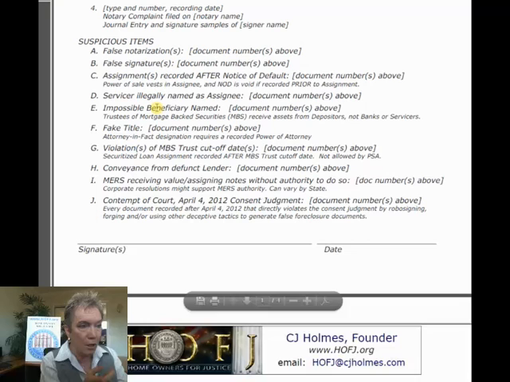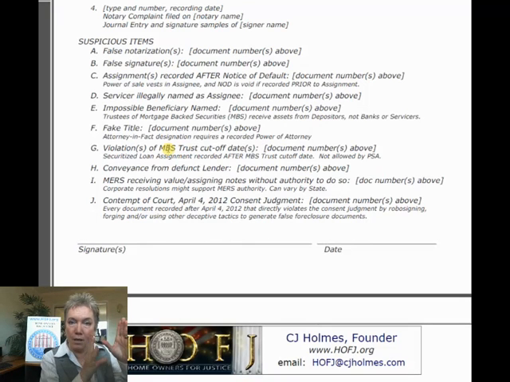Impossible beneficiary, we're going to talk about that. For example, if a bank has assigned the beneficial interest into the trustee of the mortgage-backed securities, that's an impossibility. And I'm telling you, the attorneys do not understand this. So we're trying to make that simple.